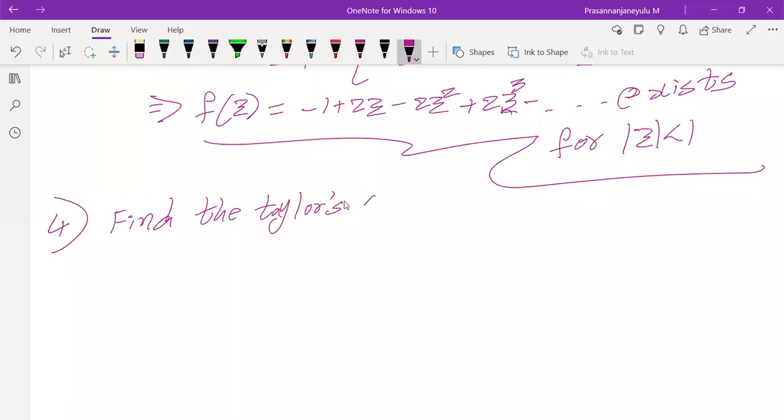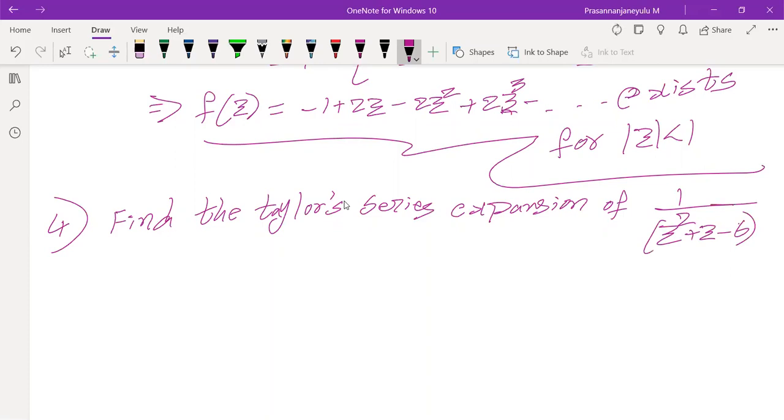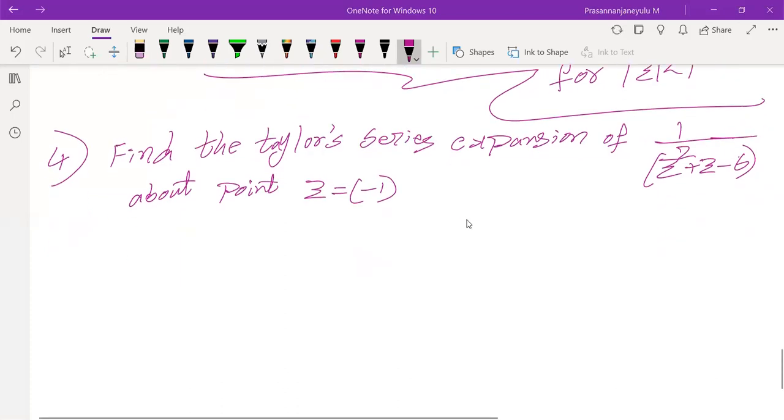Find the Taylor series expansion of 1 by z square plus z minus 6 about the point z equals minus 1. So now, any idea how to do this one?